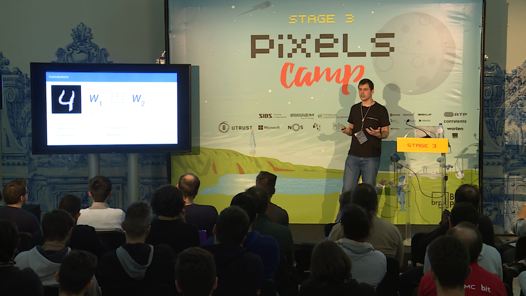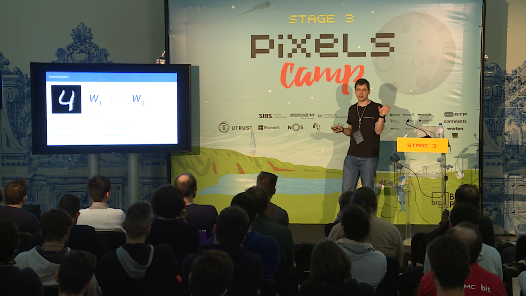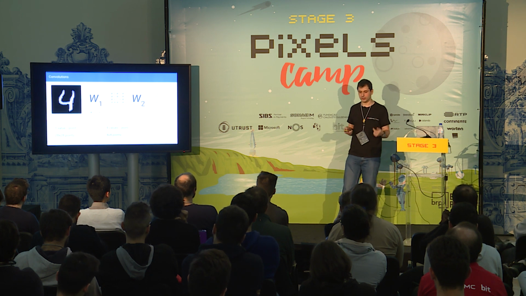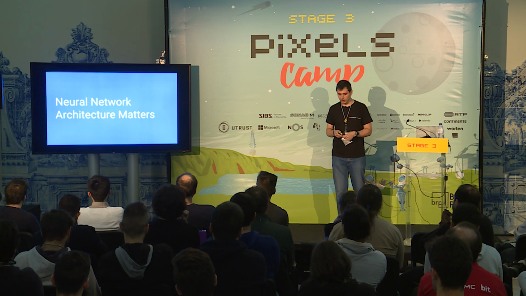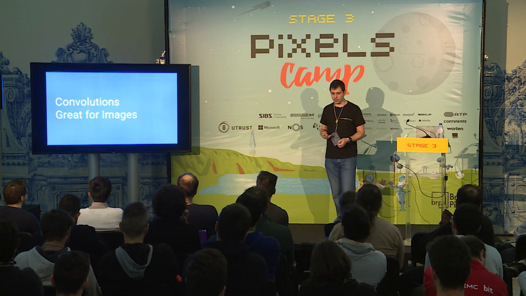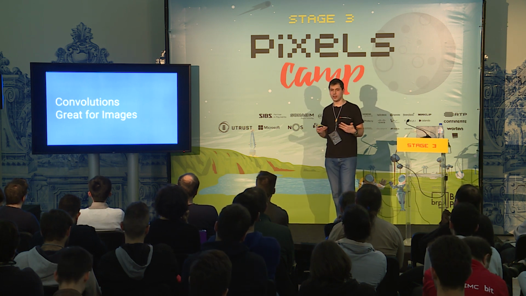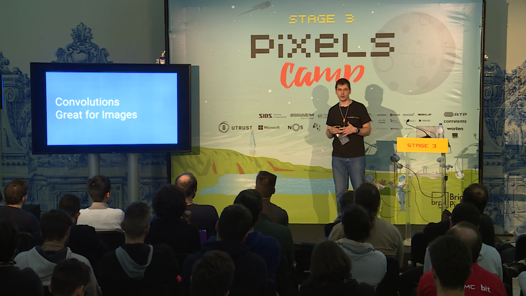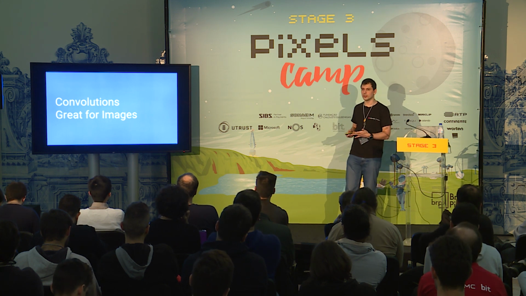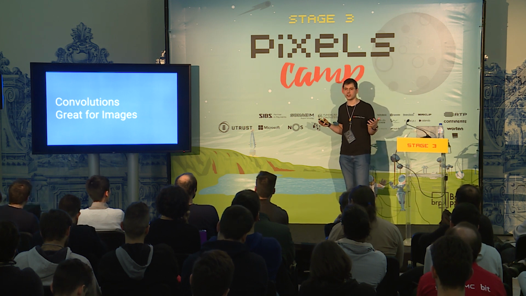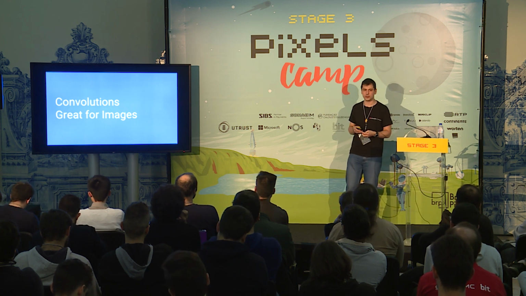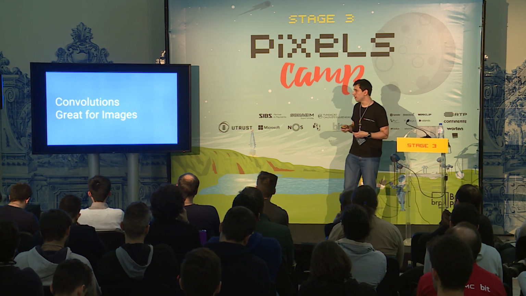So these convolutions are much more resistant to the fact that things can change their position in the image. And that's why convolution architectures are very often used for image classification. In fact, all the state-of-the-art image classifiers use this strategy of convolutions.